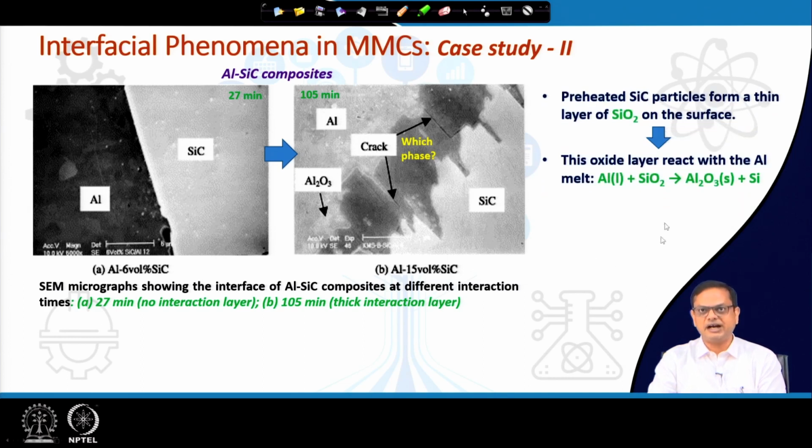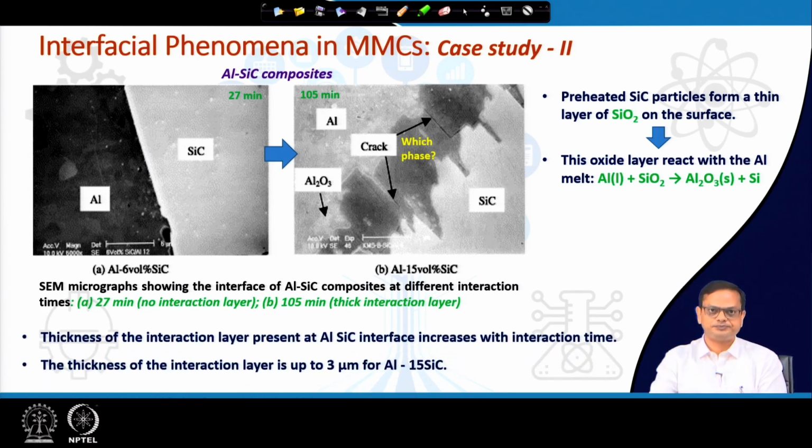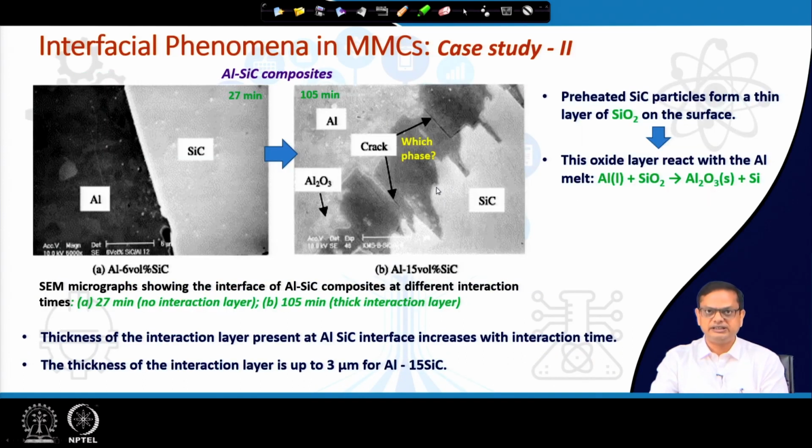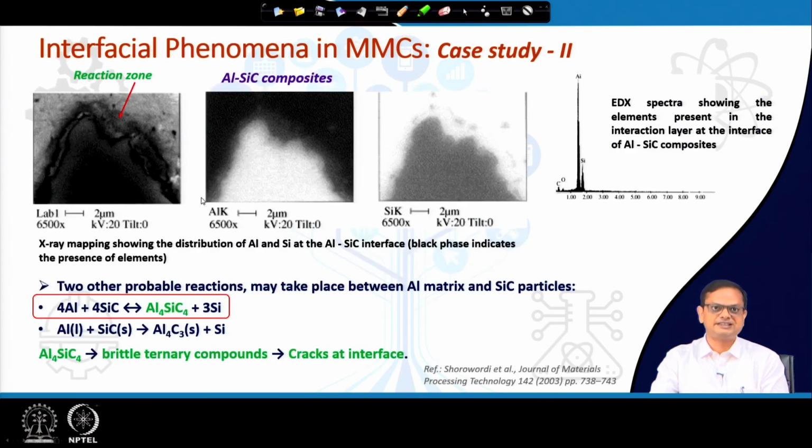As I mentioned earlier, preheated SiC particles form a thin layer of SiO2 on the surface, and once it is in the melt, this oxide layer reacts with the aluminum melt and could form Al2O3, and that is what you are seeing here at the interface. But along with Al2O3, you also see a thicker layer, around 3 micrometers, forming at the interface of aluminum and SiC. What could that be? Before I talk about this particular product formation, let me show you again the X-ray mapping result.